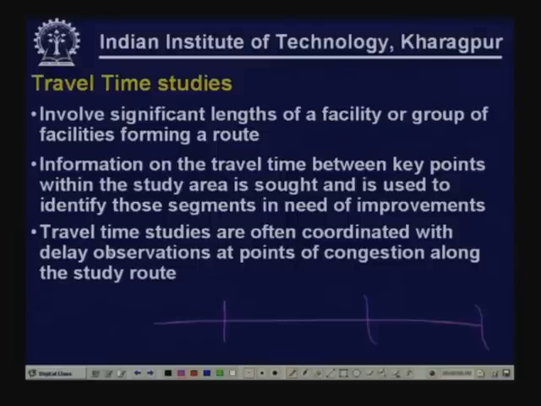Now, travel time studies are often coordinated with delay observations also. So, we also calculate delays at points of congestion along the study route. Maybe there is an intersection here. So, we also calculate separately the delay experienced when we carried out travel time studies. So, often travel time studies are coordinated with delay observations.